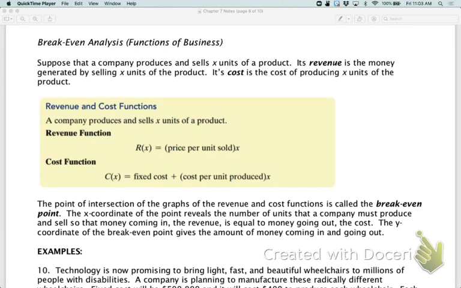The final application that we are going to look at in this class is called a break-even analysis. So these are functions that you will use often in the business world. Obviously, when you're talking about business, we always want to know what is it going to cost to make something and how much money are we going to make when we sell it. That's always the idea. And the cost is not just the cost of, say, materials.